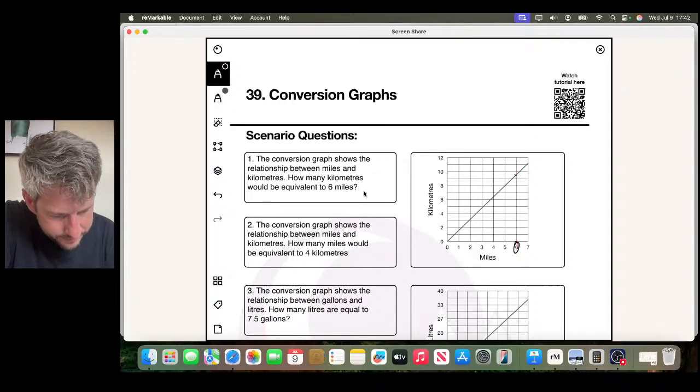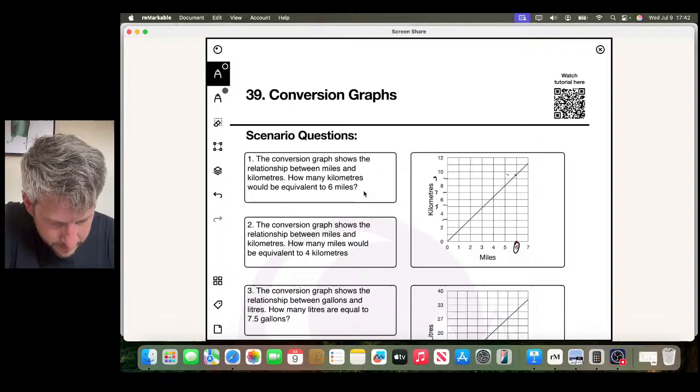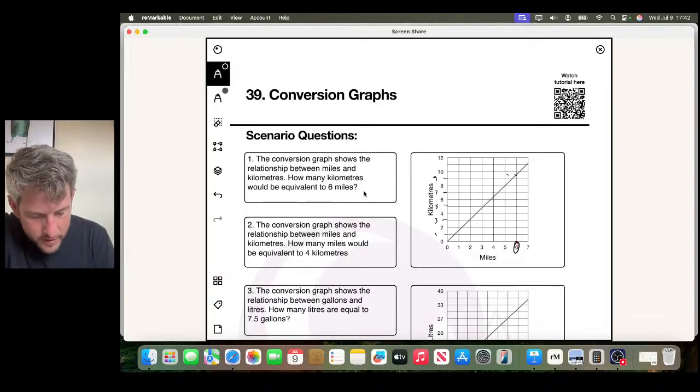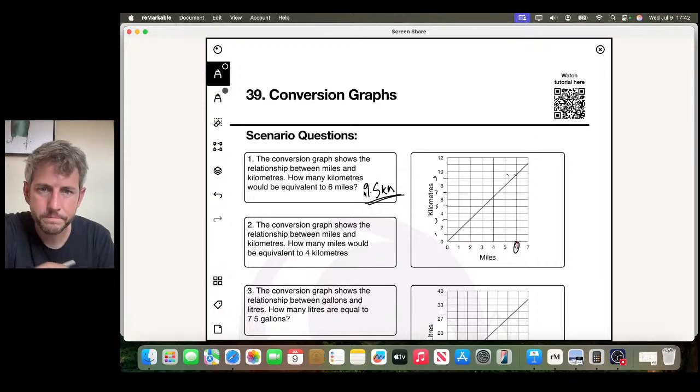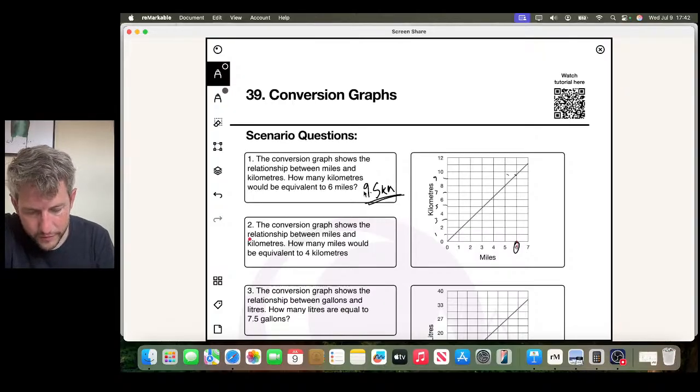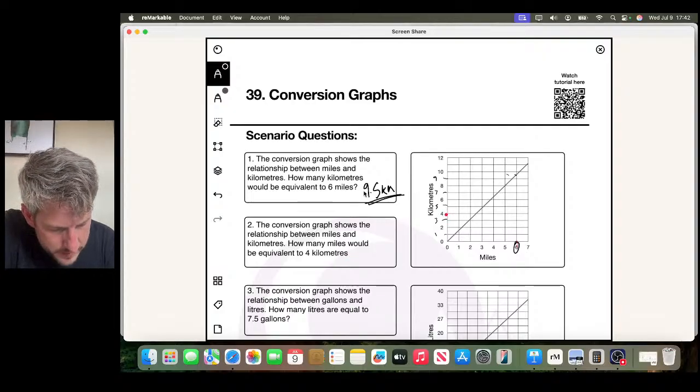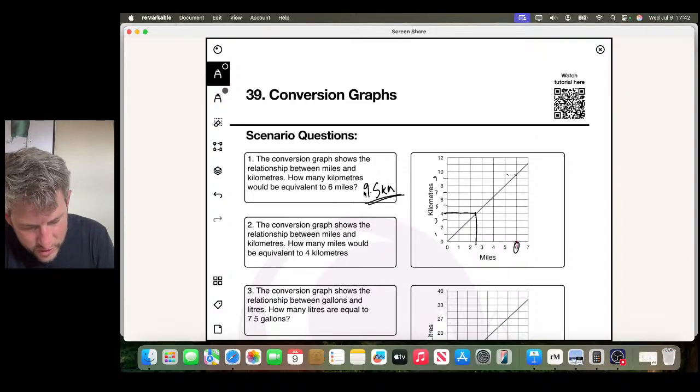So if I go up to here, it looks to me like each of these ones that isn't labelled is just going up in ones. That's 7, that's 6, that'd be 5, that'd be 3, that'd be 1. Now this hits halfway between 9 and 10, so I'm going to say this is 9.5 km. Question 2, how many miles would be equivalent to 4 kilometres? So 4 kilometres is here, read along, and again we're at the halfway mark, so I'm going to say that's 2.5 miles.